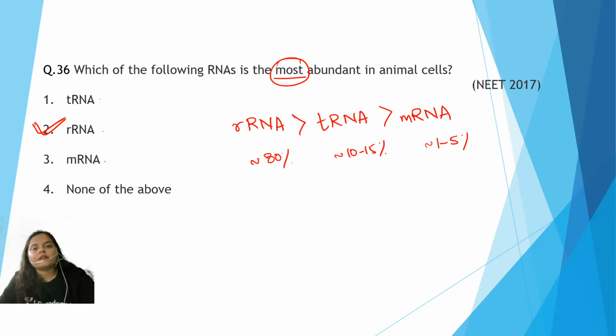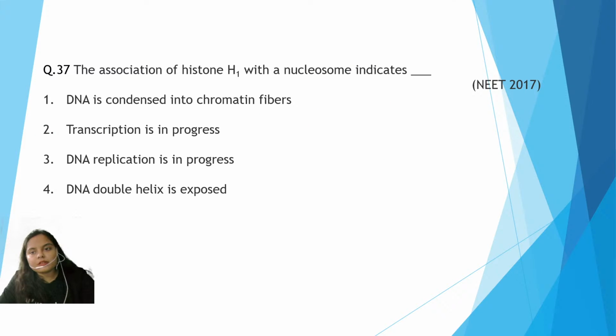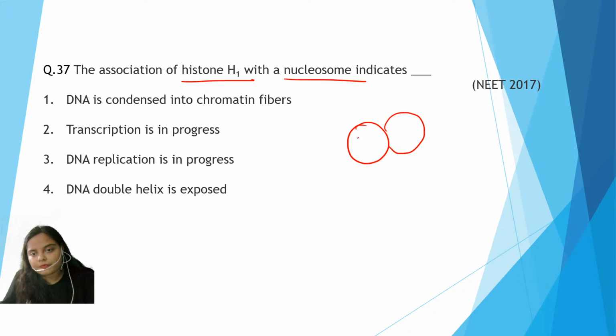Next question. Question number 37, again of NEET 2017. The association of histone H1 with a nucleosome indicates: DNA is condensed into chromatin fibers, transcription is in progress, DNA replication is in progress, or DNA double helix is exposed. Now, what does the association of H1 histone with a nucleosome indicate? Till the time you are thinking, I am drawing the structure of the nucleosome, right?